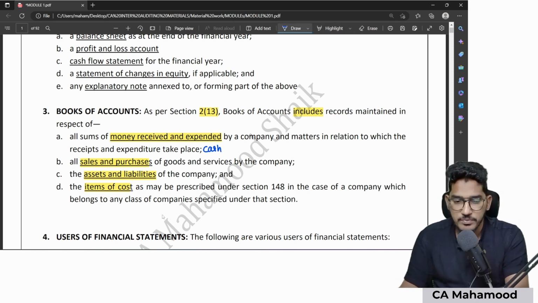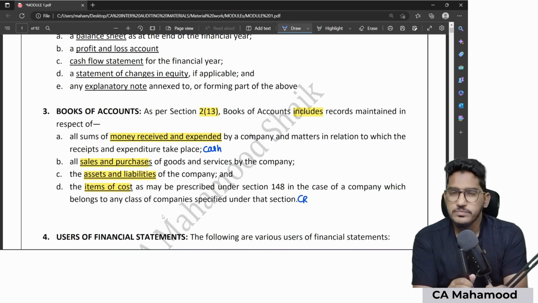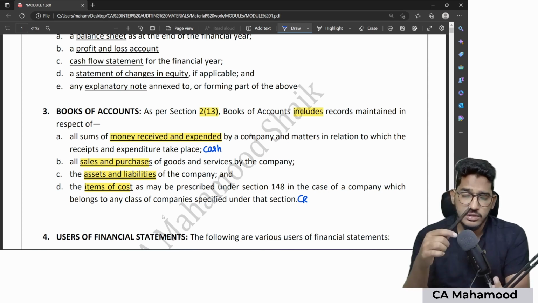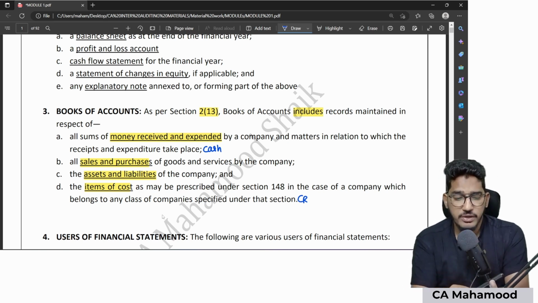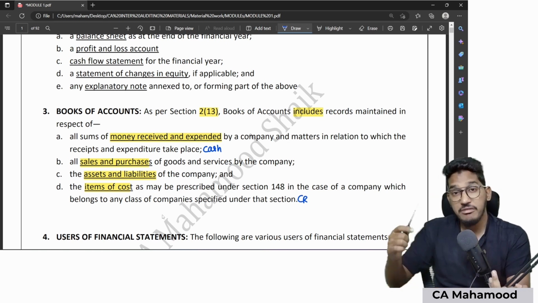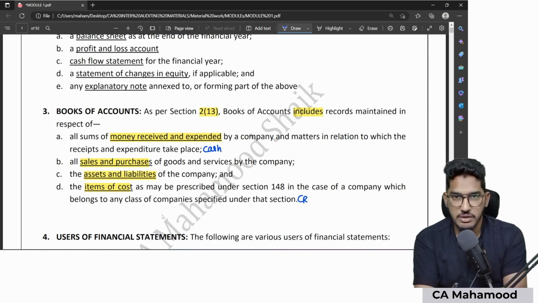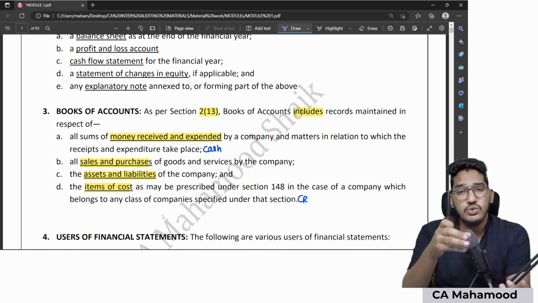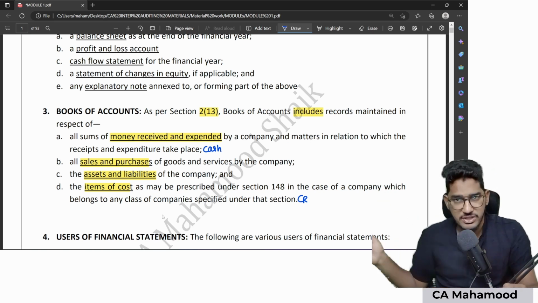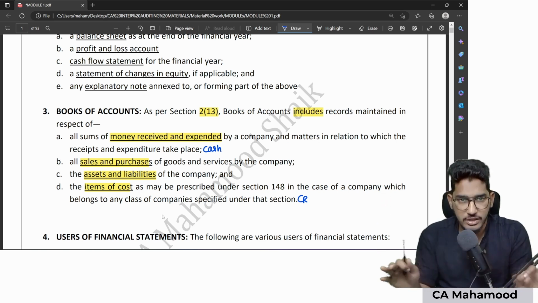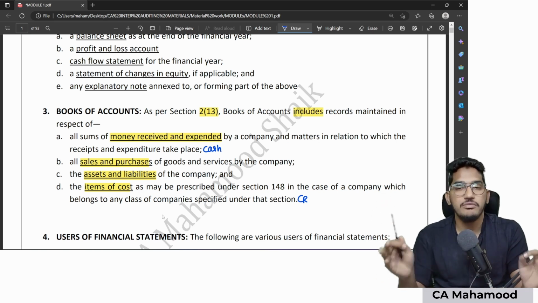Nothing but cost records. But the thing which we need to keep in mind here is cost records will not form part of books of accounts of every company. Because cost records are not mandatorily applicable for all companies, there is a section 148 of the Companies Act which sets out the criteria which, if the companies fulfill, cost records will become applicable for them. Only those companies for which section 148 is applicable, for those companies only cost records will form part of books of accounts. If there is a certain company which is not fulfilling the criteria required as per section 148, then they will not be required to maintain cost records. Then the cost records will not form part of their books of accounts.